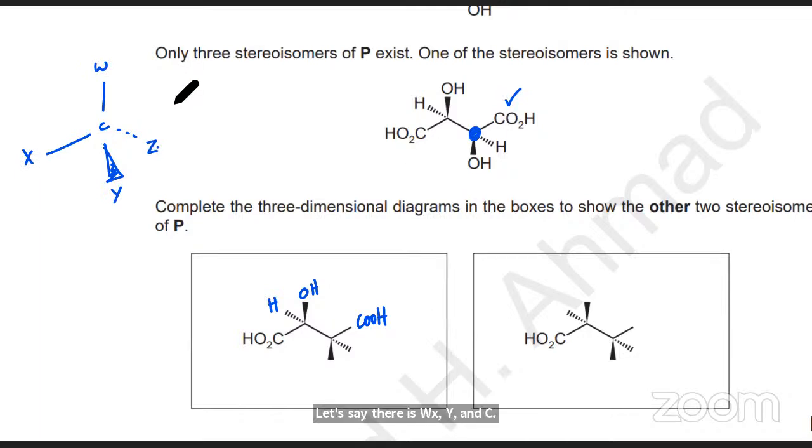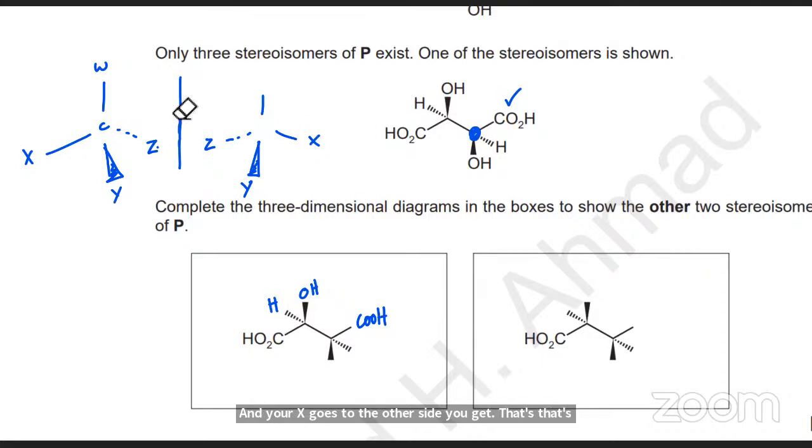Now, one way to mirror a carbon atom is you keep the mirror on this side. That's the conventional way of mirroring a carbon atom. The Z goes over here. The Y goes over here. And your X goes to the other side. That's your conventional way.